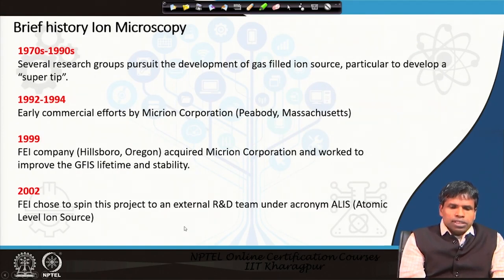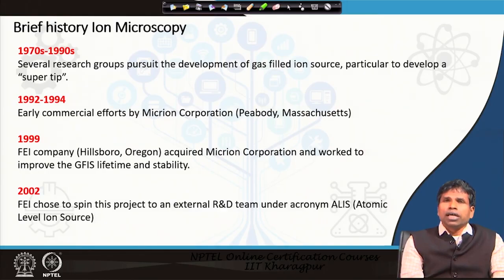As we are talking about the brief history, in the 1970s to 1990s, there were several groups working towards the development of the gas filled ion source. Gas filled ion source means the development of the tip, particularly a super tip, which can have a single atom at its tip. Because if we have a single atom at its tip, then we can get only one beam of ions from the tip, and that would allow us to do microscopic studies at the atomic level.